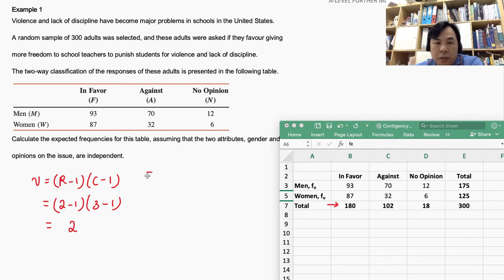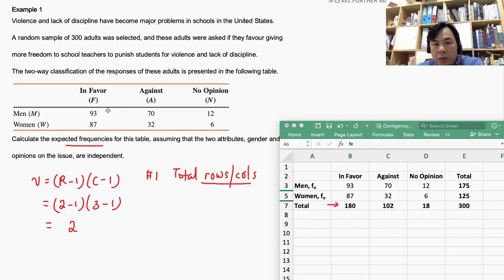Let me reiterate the steps again. In order to calculate the expected frequency, the first step is to tabulate all the totals for rows and columns. That's our first step. Once we have done that, we are going to calculate the expected frequency. How do we calculate the expected frequency for a man in favor? Let's look at the man in favor.